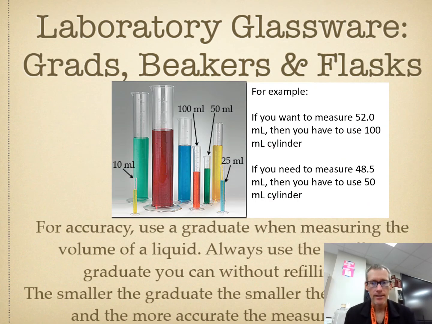All right, so for accuracy, always use a graduated cylinder, and always use the smallest graduated cylinder you can without refilling it. For example, if we need to measure 52 milliliters, you have to use a 100 milliliter graduated cylinder because the 50 is too small to measure 52. But if you need to measure 48.5, then you can use the 50 graduated cylinder because it is less than the 50.